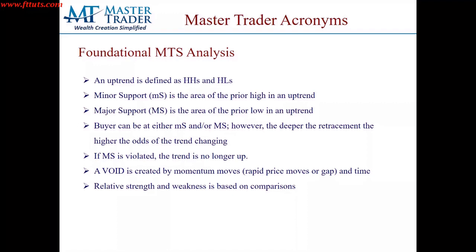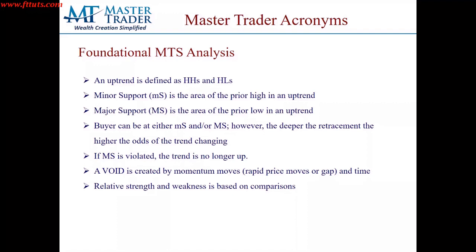Minor support, the area of the prior high within an uptrend. Major support, the area of the prior low within an uptrend. So higher highs, higher lows. The high that preceded a pullback, that's your minor support. And the low that prices advanced from and then took out the prior high, that becomes our reference point of major support. And that is key as it relates to our trend analysis, since it's higher highs and higher lows, and the violation of major support ends the trend by definition.